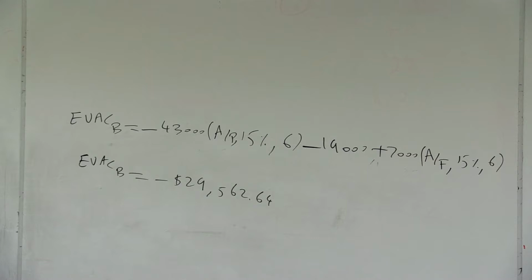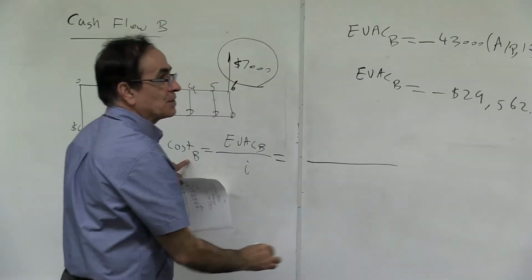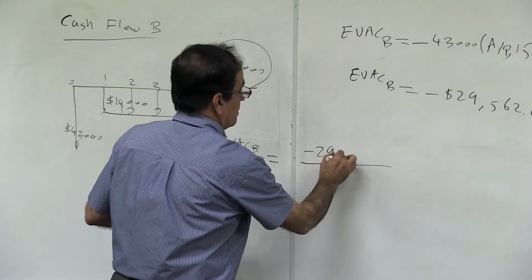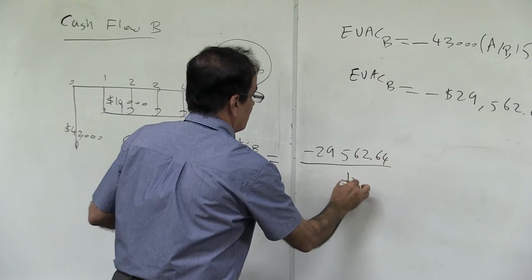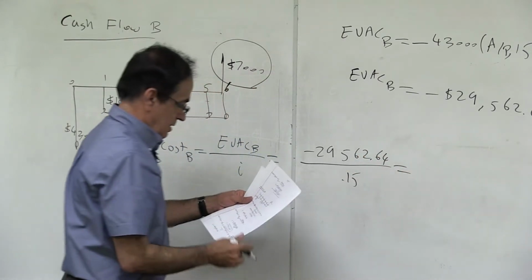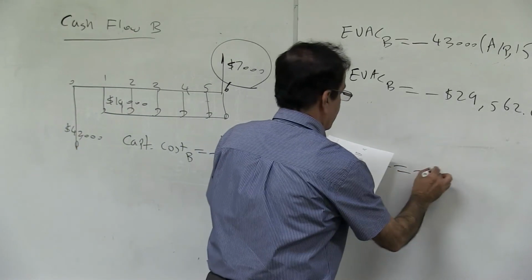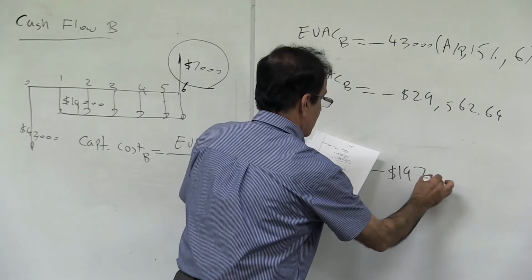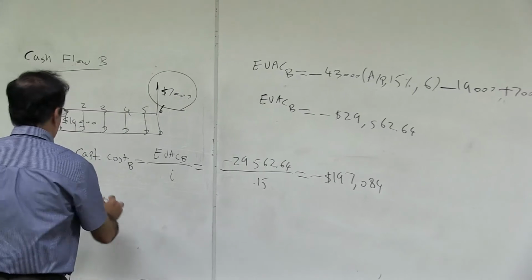In order to find the capitalized cost, you just divide the annual cost by the interest rate. So it's going to be negative $29,562.64 divided by 15%. And if you calculate this, it's going to be negative $197,084.